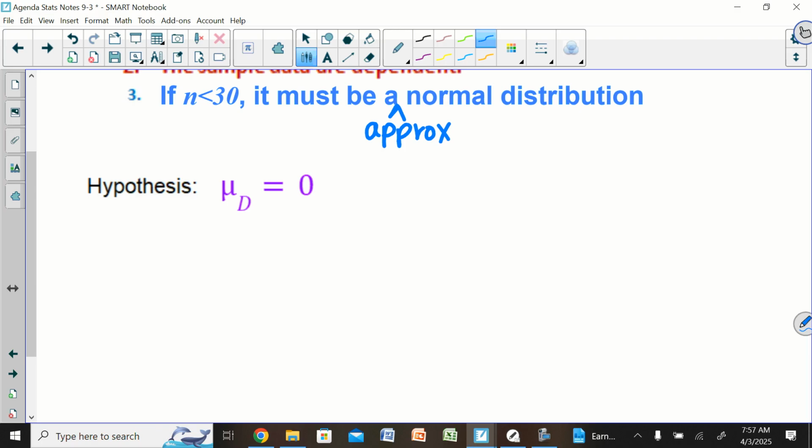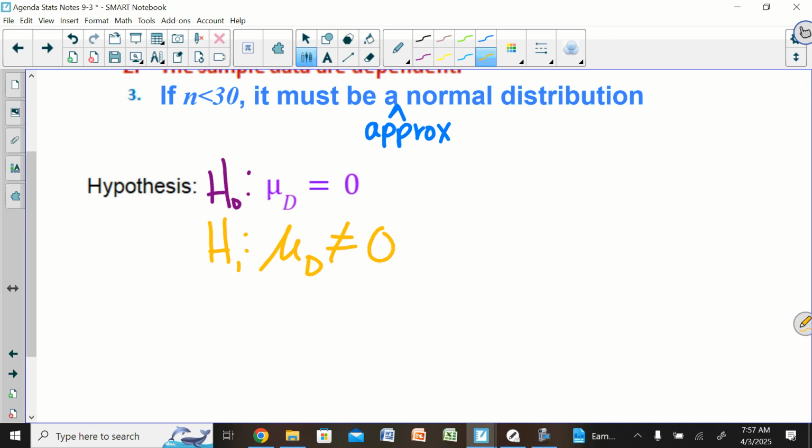So the hypothesis is always going to be, I should have put H sub 0, H sub 0 is always going to be mu sub d equals 0. Our alternative hypothesis is going to be mu sub d either is not equal to 0, or is less than or greater than. So that's the only difference, and we're talking about 0 because we're assuming that there is no difference. But now we have to take into account the expected mean of the differences.